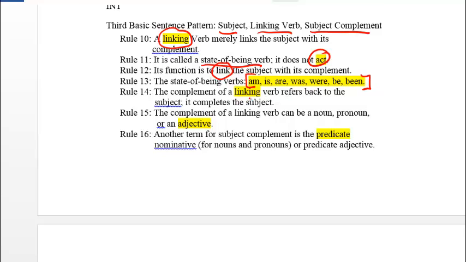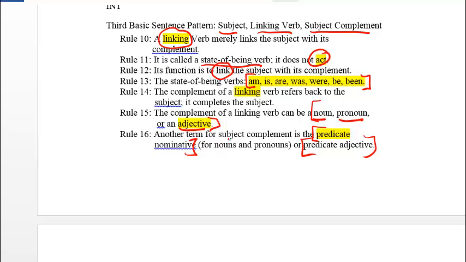The complement of a linking verb, remember, a complement answers who or what, refers back to the subject, and it completes the subject. The complement of a linking verb can be a noun, it can be a pronoun, or it may even be an adjective. Since these three things can be just about anything, it's easier to refer, instead of saying noun, pronoun, and adjective and repeating that all the time, we call them a predicate nominative or a predicate adjective.